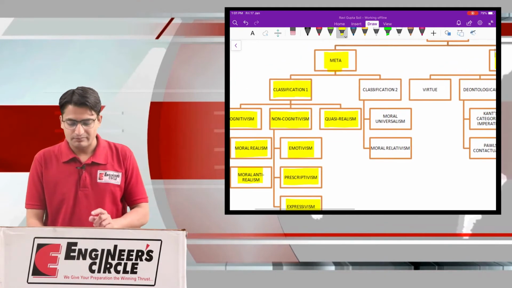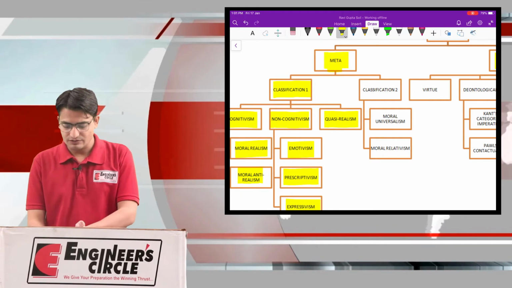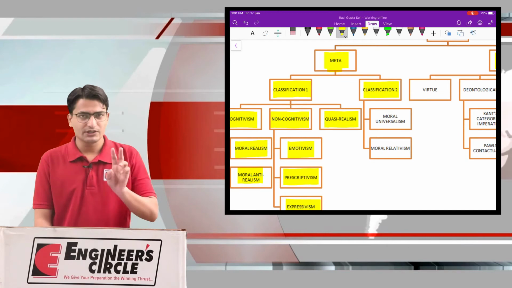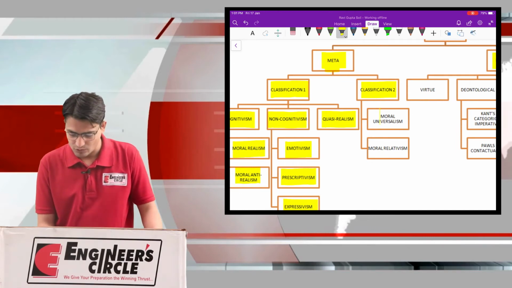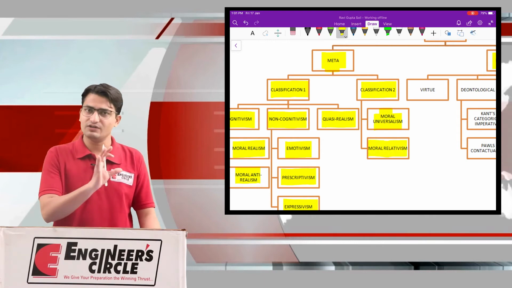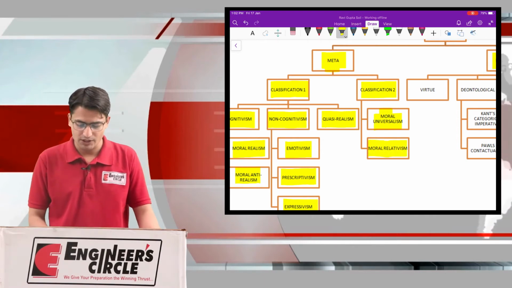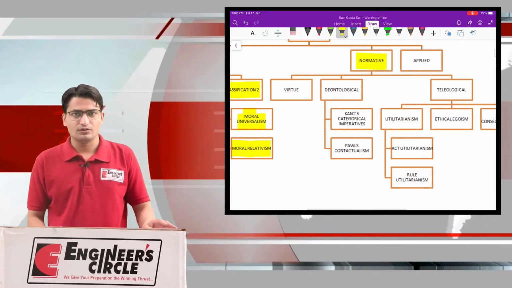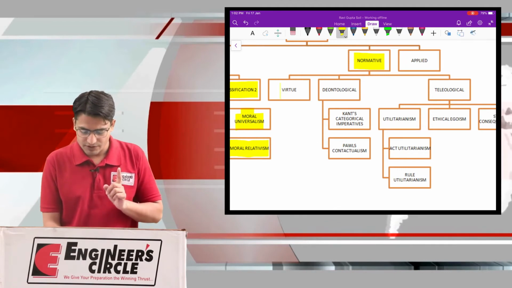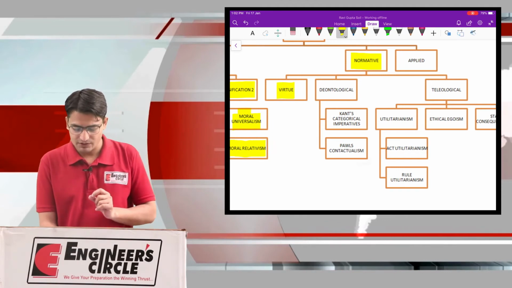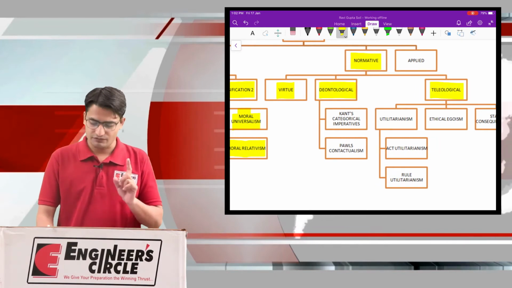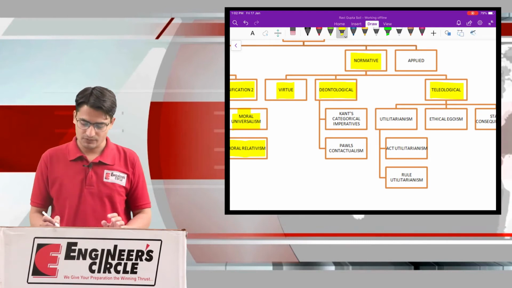Okay. Now, meta-ethics can be classified on the basis of a second classification also. Under this classification, there are only two categories: moral universalism and moral relativism. Okay. Now, if we talk about normative ethics, then there are three classifications. First one is virtue ethics, second one is deontological ethics, and the third one is teleological ethics. Virtue, deonto, and teleo.